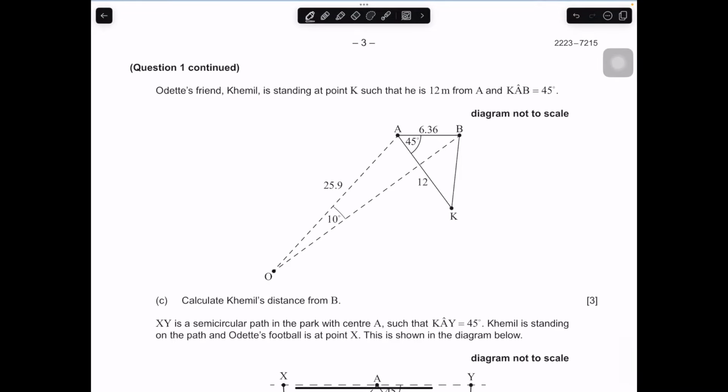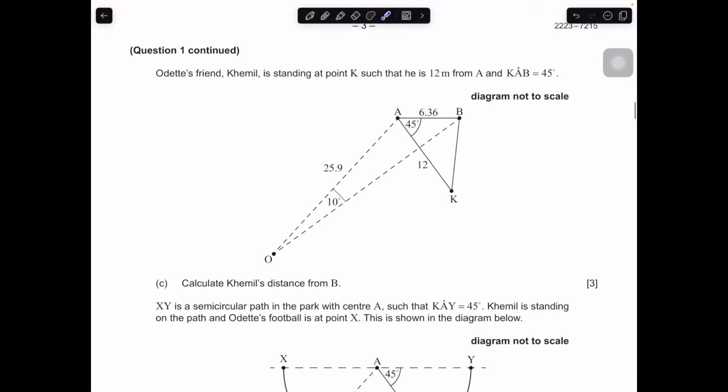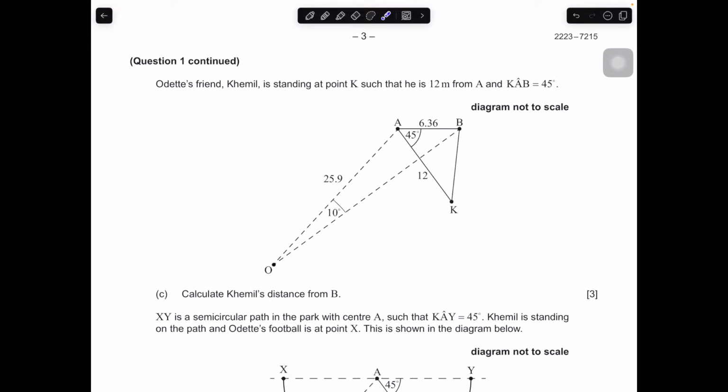Let's continue on. Odette's friend Camille is standing at point K. So here's Camille, such that he is 12 meters from A, and KAB is 45 degrees. Calculate Camille's distance from B. So sometimes you do enough IB questions, and not all of them, but potentially there are some that are straightforward, and they become almost somewhat formulaic.